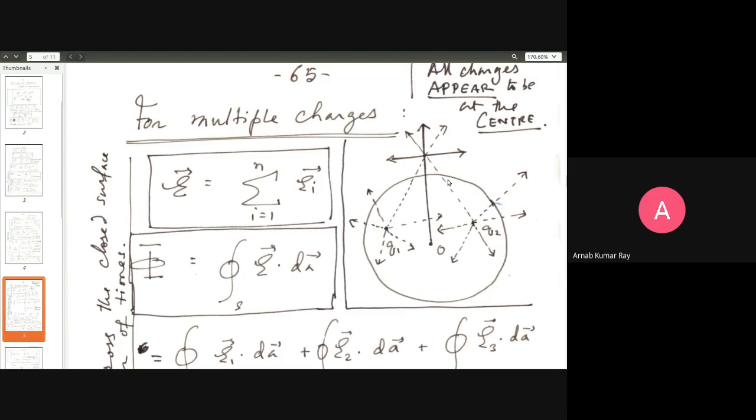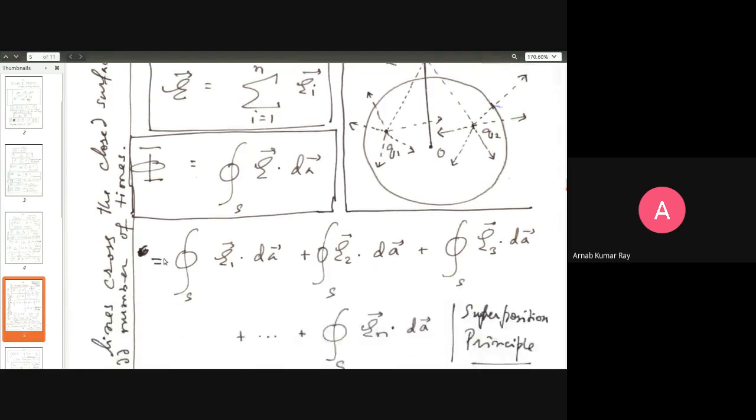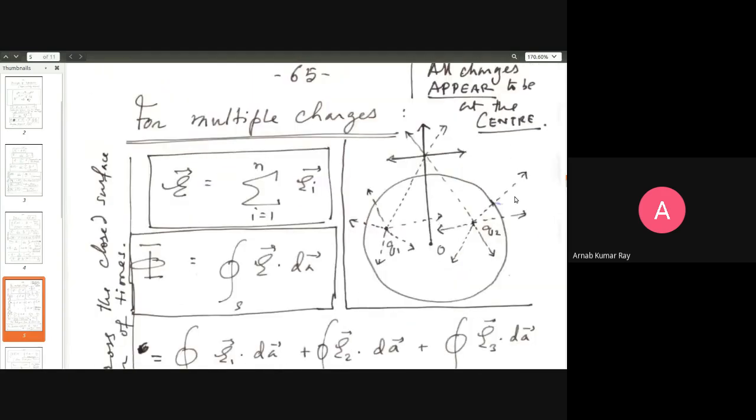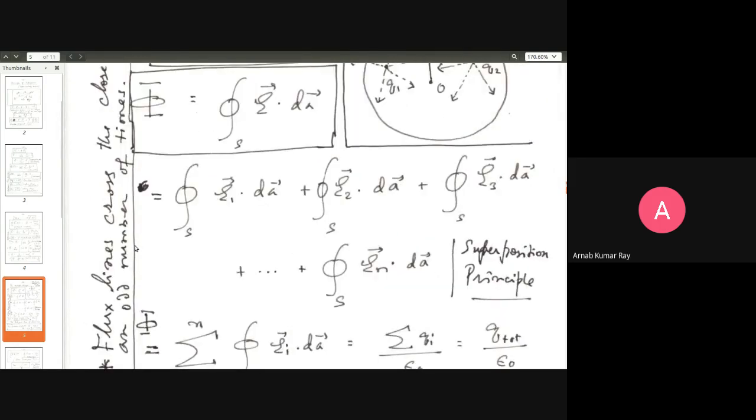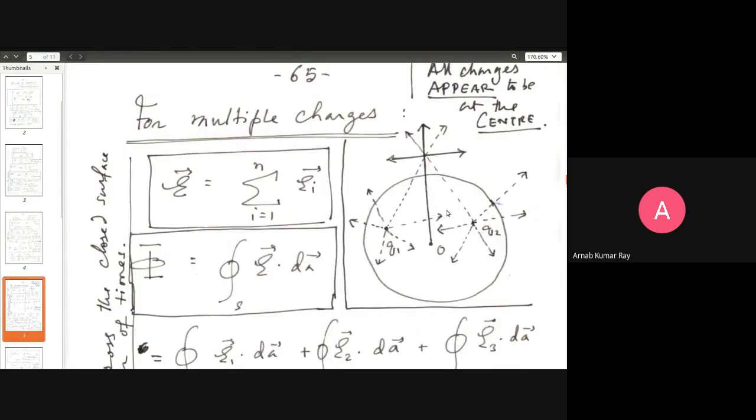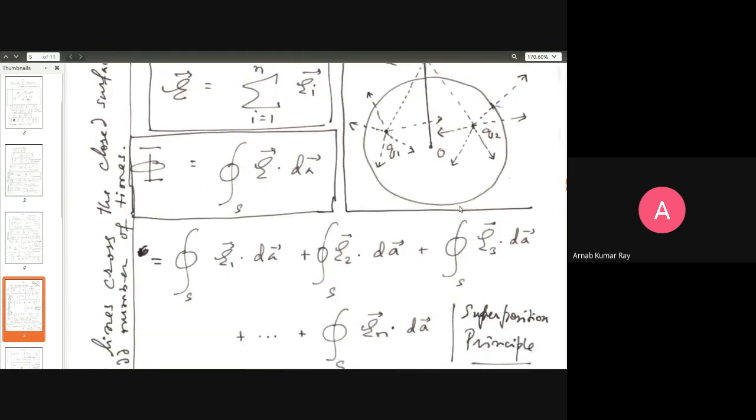So such a field line will cross this spherical surface only once on its way out, and it will not come back. So flux lines cross the closed surface an odd number of times. If you'd had a misshapen surface, what matters is not the geometry of the surface, but the position of the charge with respect to the surface. Now, what do I mean by that? Let us try to understand.